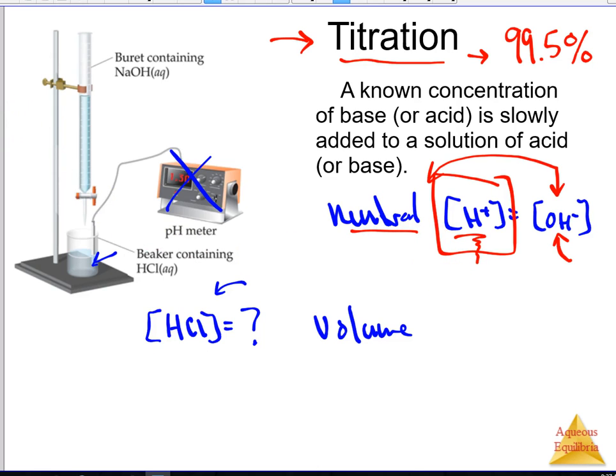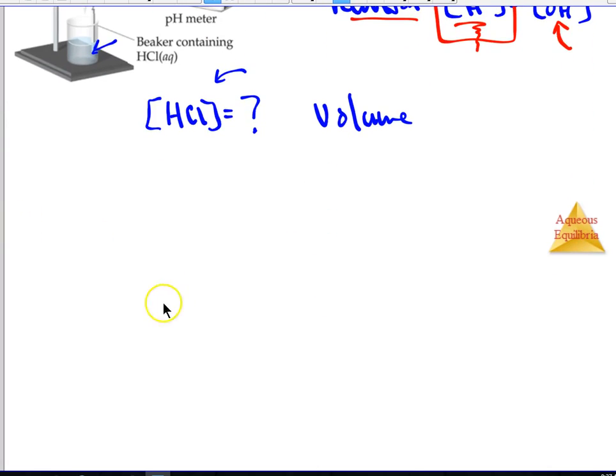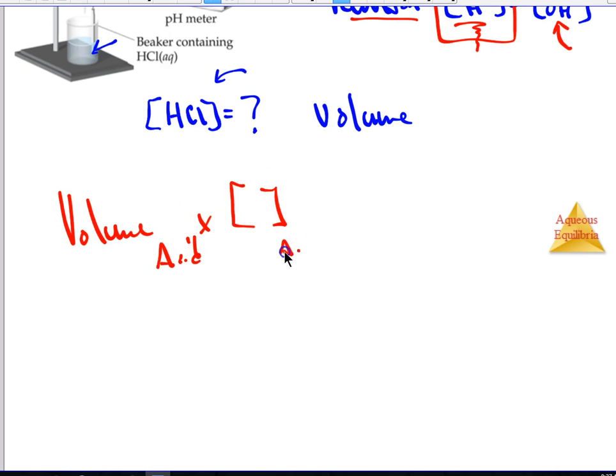The math for titration is as follows. And you'll notice something pretty quick. You take the volume of acid and multiply it by the concentration of the acid. And at neutral, or in a titration, that will always equal the volume of the base, I'm running out of room, so let's put vol, times the concentration of the base.